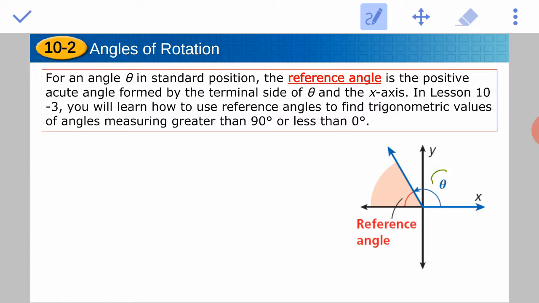So take this angle theta in the standard position. This is the initial side and this is the terminal side of that angle. The reference angle of theta is the angle formed by the terminal side and the closest x-axis, this direction, guys. So this is the reference angle theta dash. This shaded one is the reference angle.